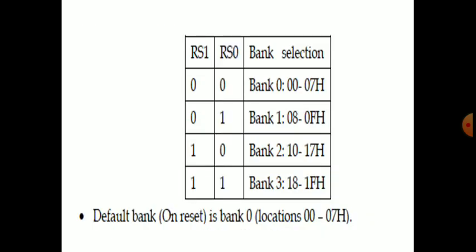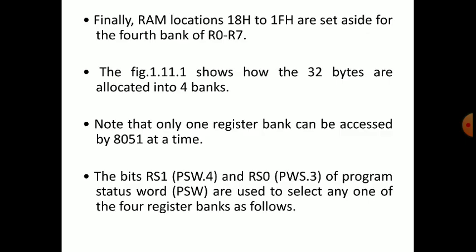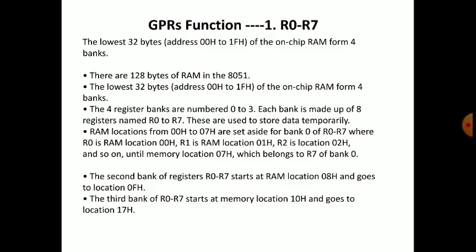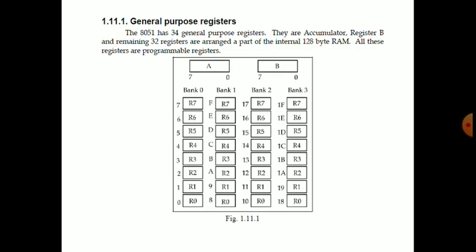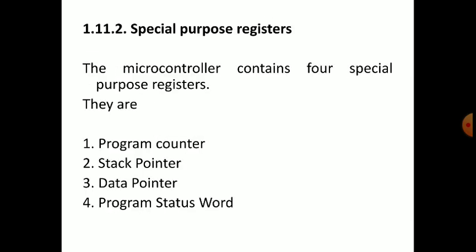So we have seen all these general purpose registers, right? A register, B register, and register banks. In the register banks, we have R0 to R7. These are general purpose. They will be used in any type of instruction, right? They are all 8-bit registers.